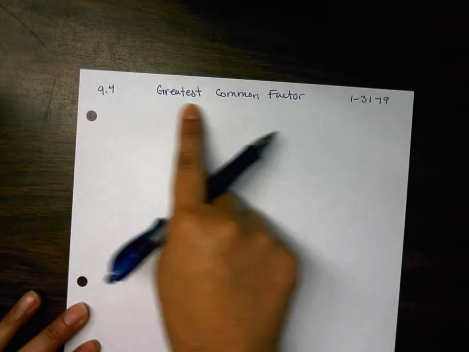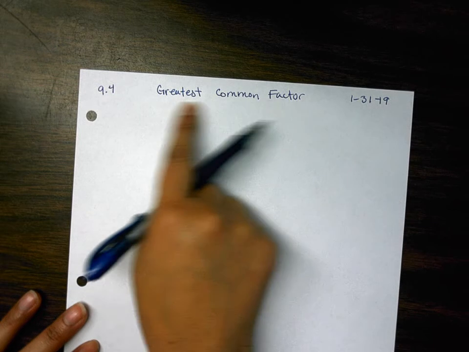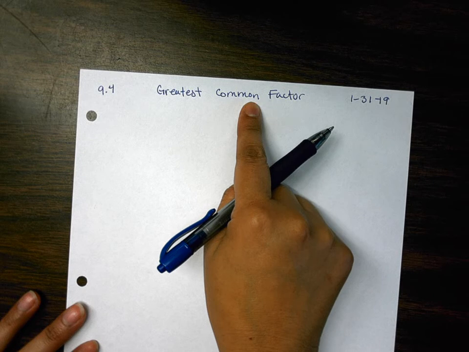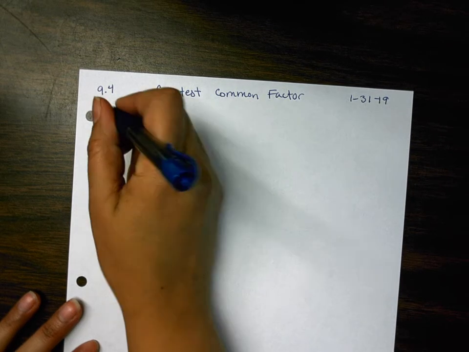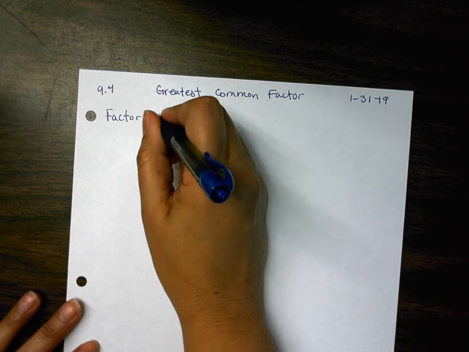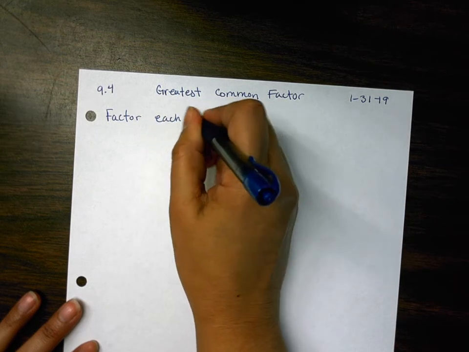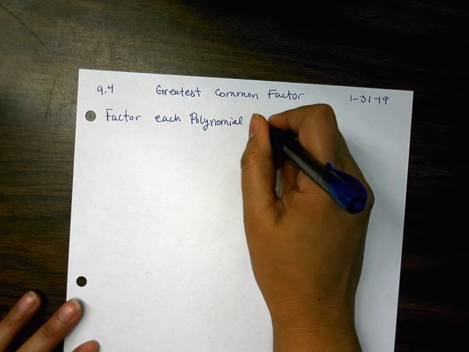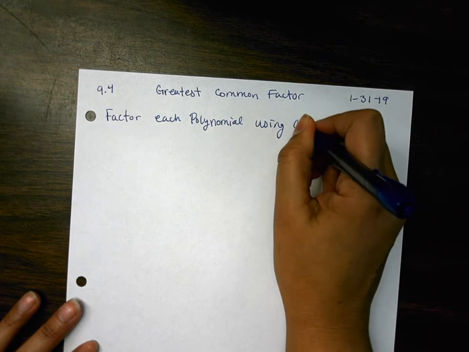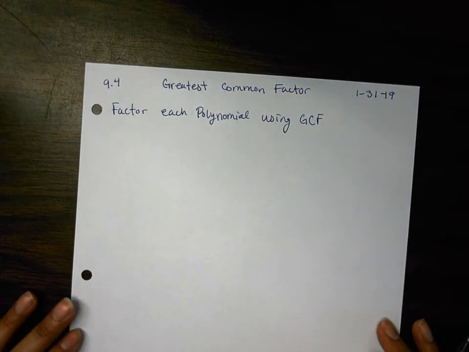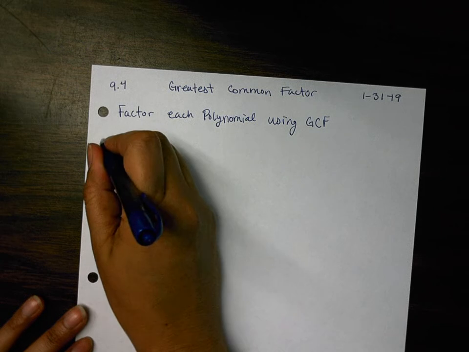Math 2, 9.4, greatest common factor. You learned how to work with the greatest common factor back in elementary school. So that is review. Factor each polynomial using, I'm going to put GCF. What does GCF stand for? Greatest common factor. Good. Okay.